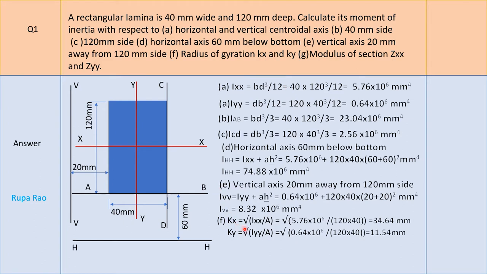Next, what is asked is the radius of gyration kx and ky. For kx, the formula is under root bracket open IXX divided by A bracket close. So this is equal to under root, full under root, bracket open 5.76 into 10 raised to 6. This is the IXX value from here, and area will be bracket open 120 into 40. Now close the first bracket and close the second bracket.